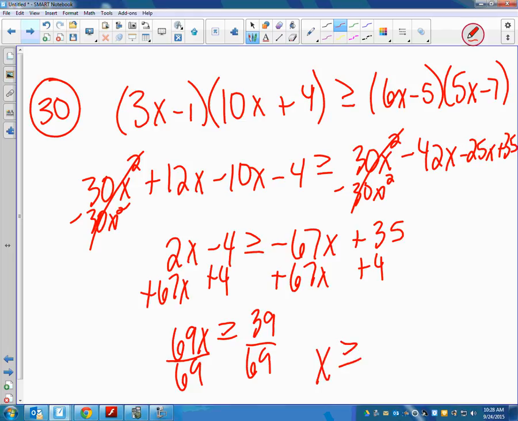I guess that doesn't work out very nice as a decimal. Both of those are divisible by 3, so that would be 13 over 23. I really like that. I bet you have to write an interval notation, so that would be bracket 13 23rds to infinity. Again, lots of steps to mess up some algebra there, but the basic idea is there, and that's what I would be looking for, even if you made a calculation error. The solving part is what I'd be looking for.